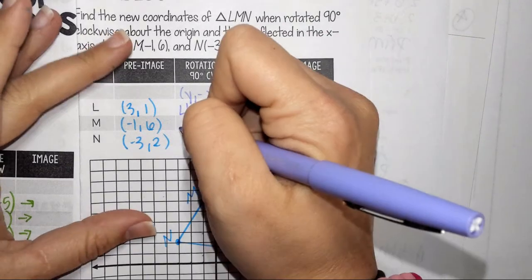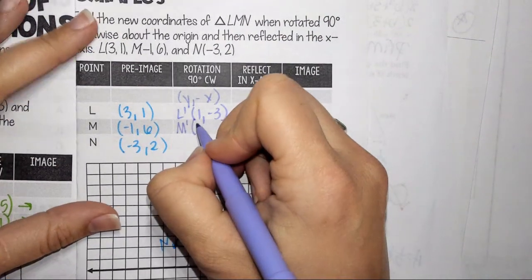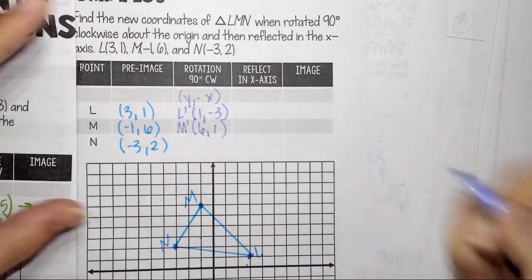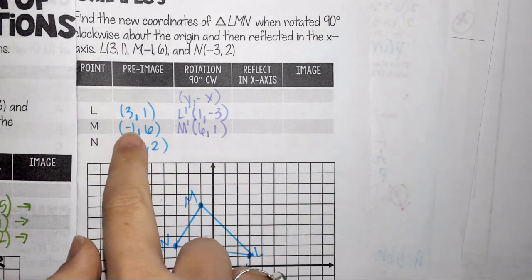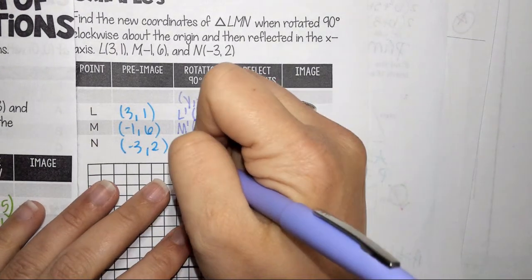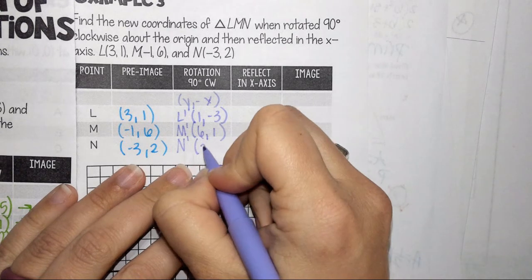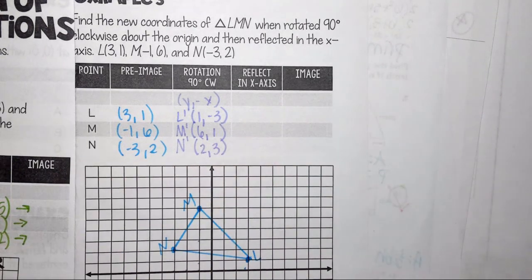All right, our M prime, what is that going to be? It's going to be 6, positive 1, and I hope at least someone said that, because you swap them and change the sign of your X. And our N prime is going to be 2, 3.